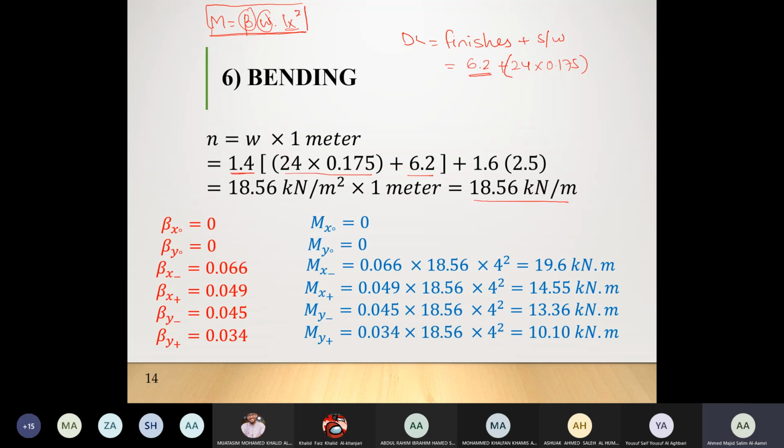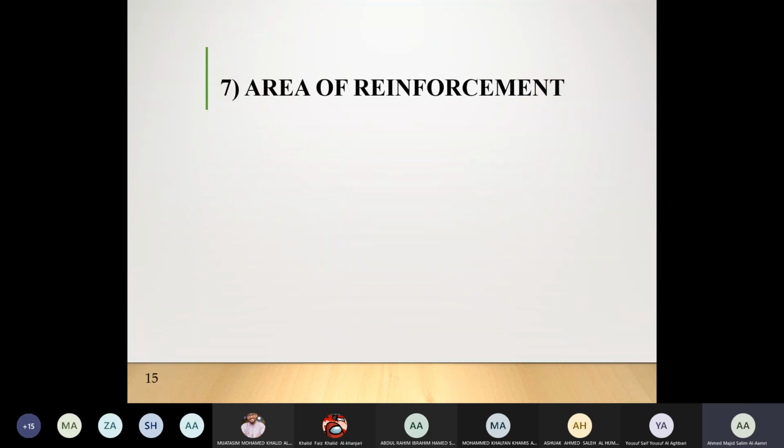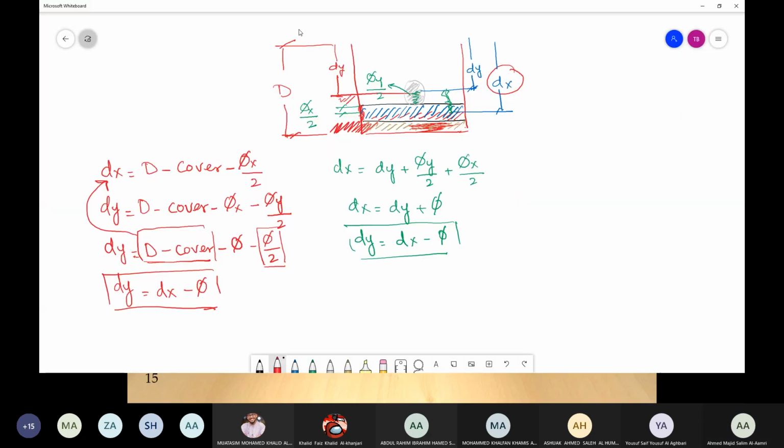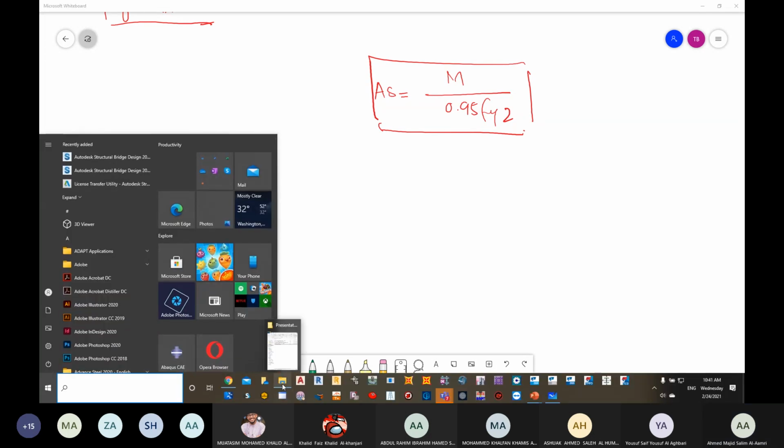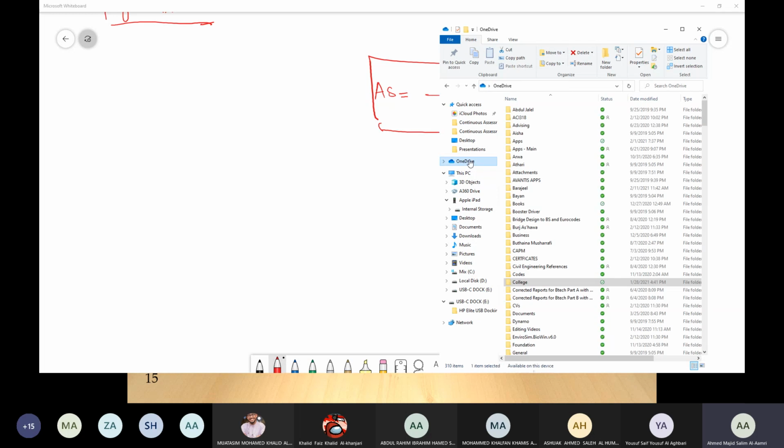Okay. The next step after getting the moments, this is where we stopped in the previous classes. The next step is to calculate the reinforcement. So in order to calculate the area of reinforcement, we used to do different steps, if you remember. Now my equation of As is equal to M divided by 0.95 Fy into Z. Do you remember this equation? Which you can get from the codes.